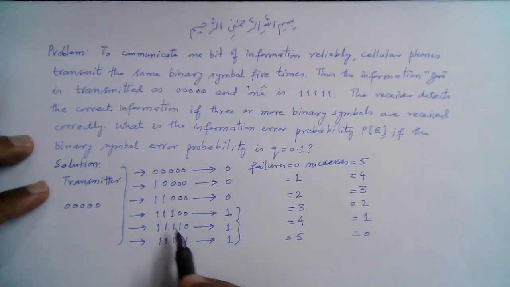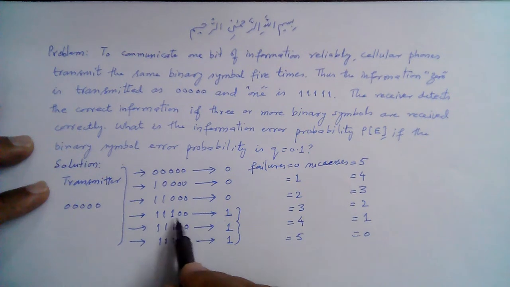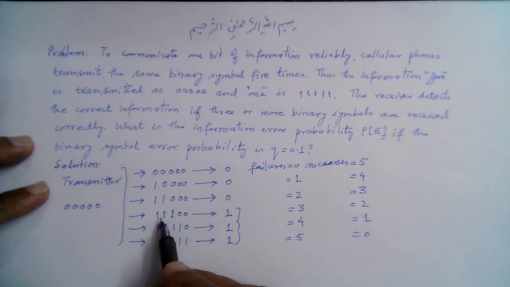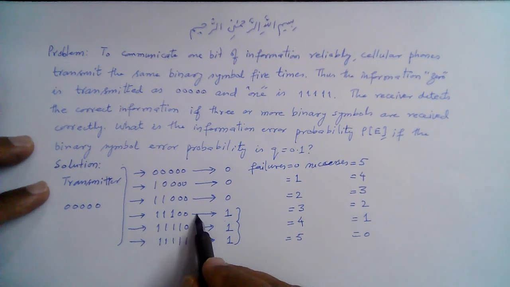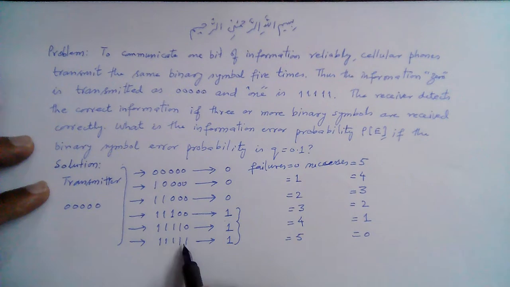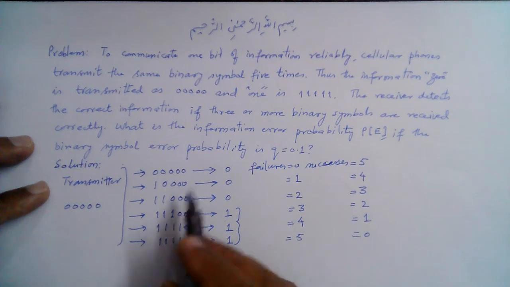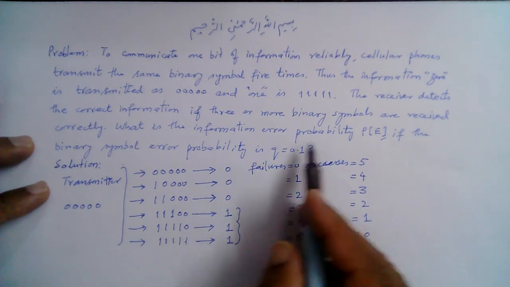So each case can be treated as a binomial experiment with 5 trials, right? And we can find the error probability for this binomial experiment, or for this binomial experiment, or for this binomial experiment also. And we can then add them together to find the probability of error, the information error probability PE.